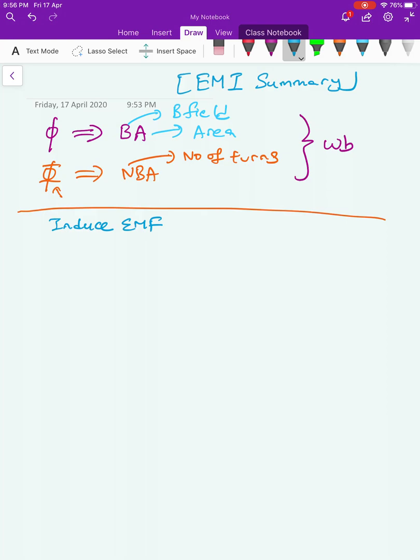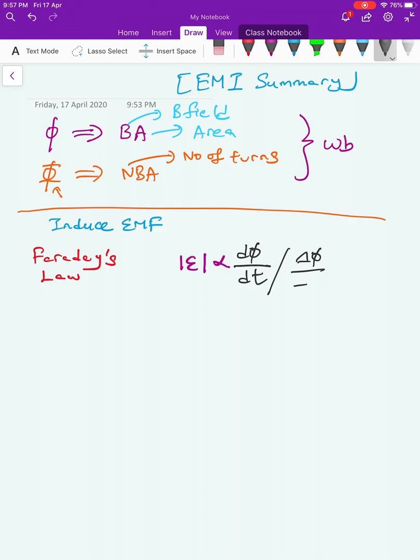Next, we learned about induced EMF. The first thing we learned is Faraday's law. What is the definition of Faraday's law? Faraday's law states that the magnitude of EMF is directly proportional to the rate of change of the magnetic flux linkage. So d phi dt, or delta phi delta t, either works.